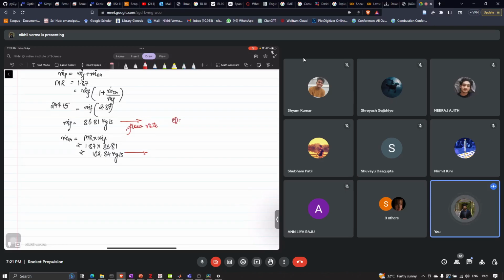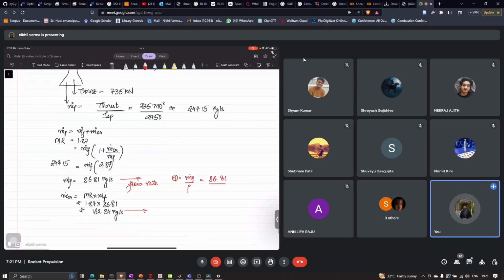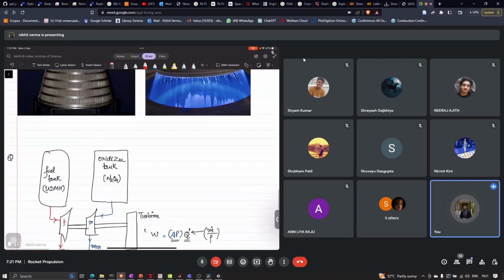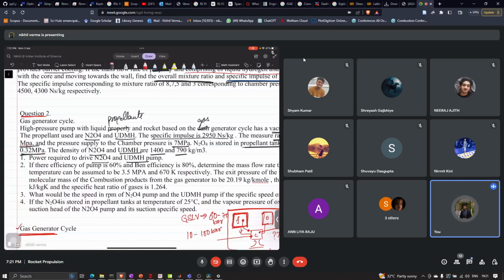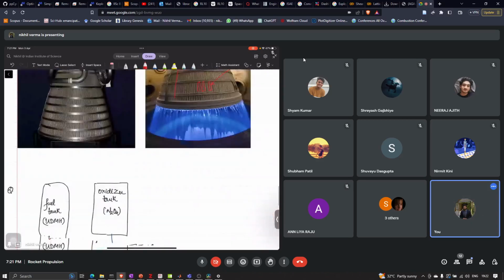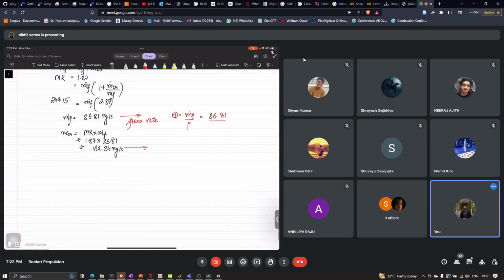So the flow rate is just the mass flow rate of the fuel divided by the density. It is 86.81. So density of fuel, which is UDMH, it is given in the problem, which is 790, and N2O4 is 1400. So with this we'll get the value as 0.11 meter cube per second. This is for the fuel.